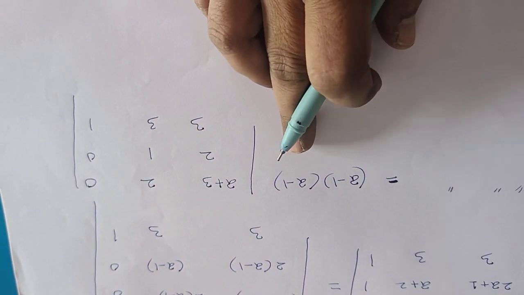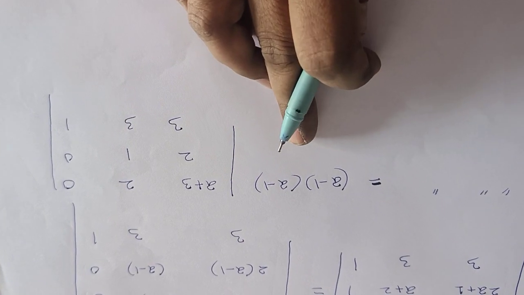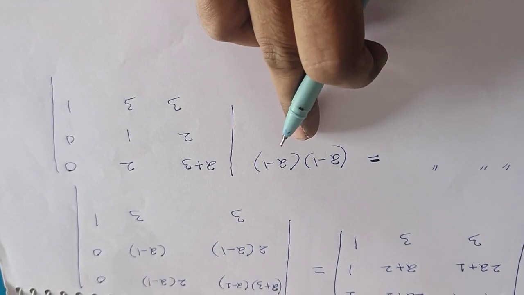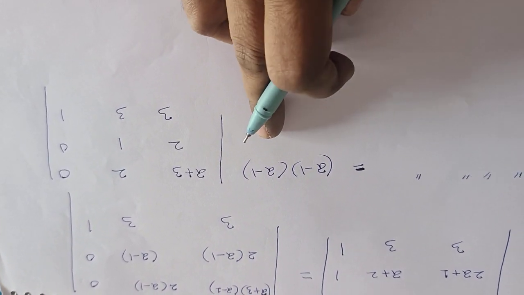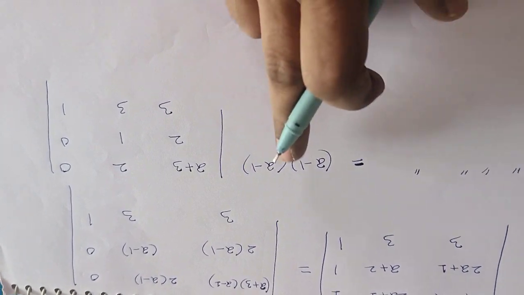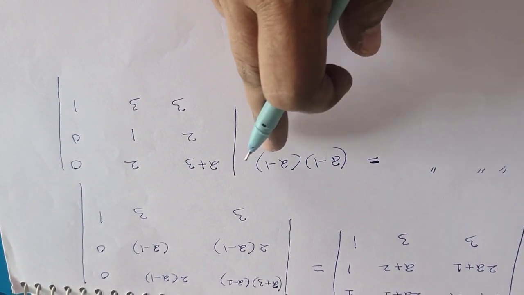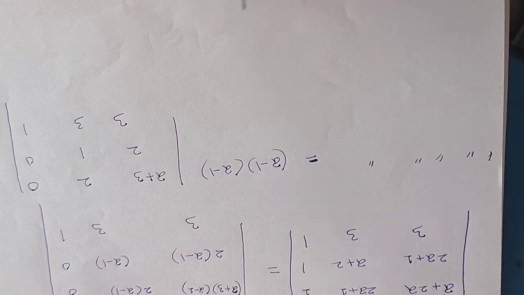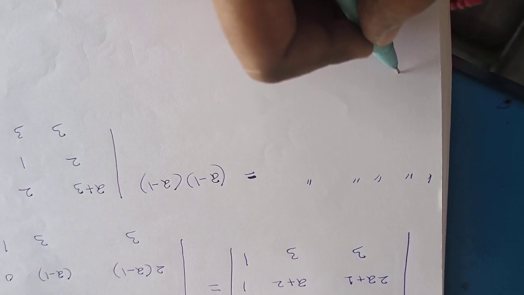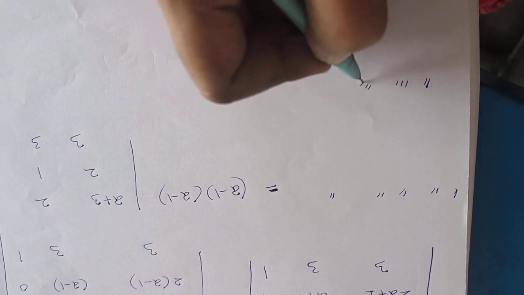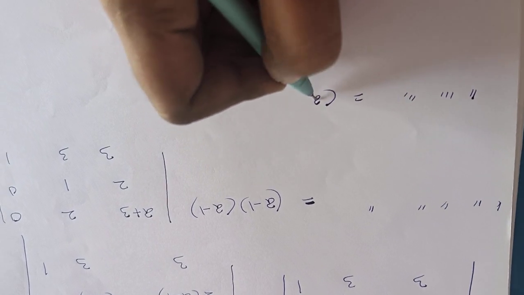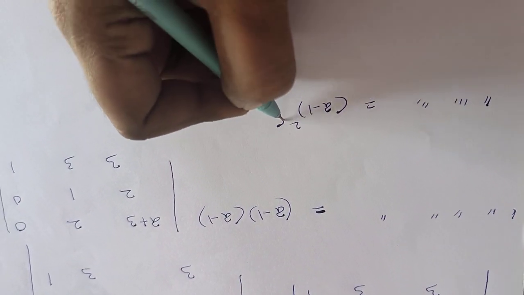Now a minus 1, a minus 1. Here bases are same. When bases are same, we can add their powers. A minus 1 whole power of 1, a minus 1 whole power of 1 becomes a minus 1 whole square. So left hand side keep as it is. This is a minus 1 whole square.